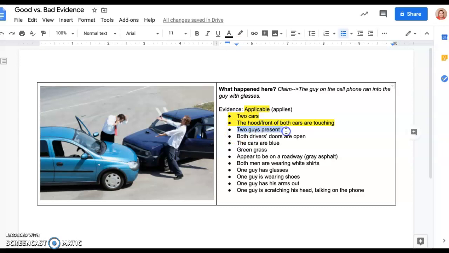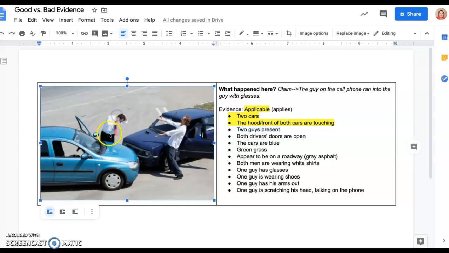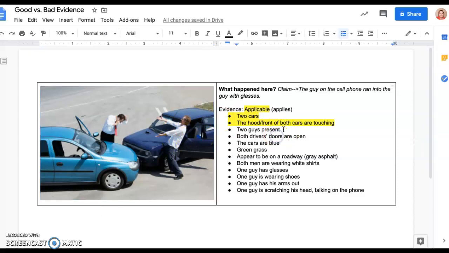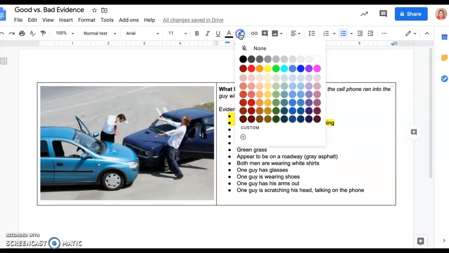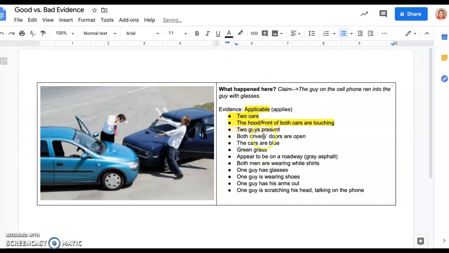There are two guys present. I don't know how much that actually proves that one guy ran into the other guy, because this guy could have actually run into this parked car regardless of whether or not he was present. So maybe I highlight that in like a light yellow. Both drivers' doors are open. While it's true that both drivers' doors are open, and that's likely because they both hopped out of their vehicles directly following a collision, I don't really know that this actually proves that the guy with the red tie ran into the guy with the glasses, so I'm not going to highlight that.